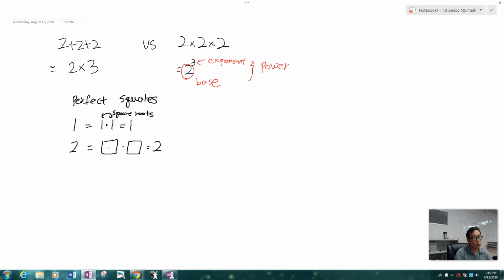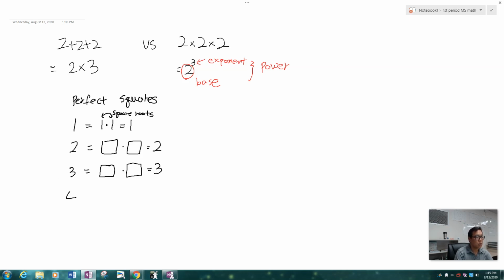2, there are no two whole numbers that when you multiply become a 2. 3, so what are the two numbers? They are exactly the same, and at the same time they are whole numbers or integers. They become 3? Not that I know of.